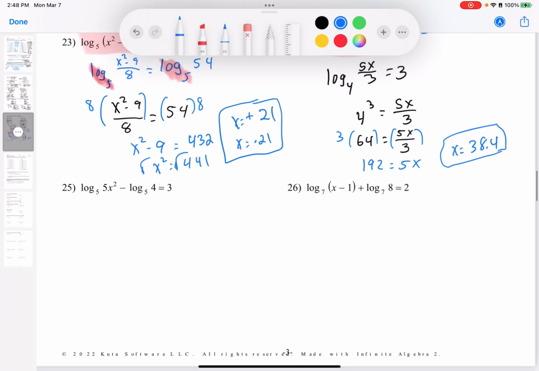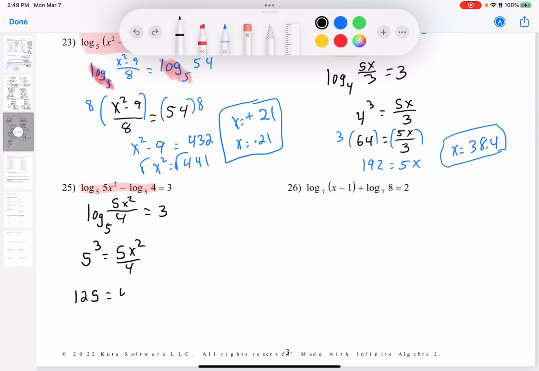Next one. Okay, so we're subtracting again. So we're going to write it as a single log. So this would be log base 5 of 5x squared over 4 is equal to 3. It's in logarithmic form, so exponential form. So 5 to the third equals 5x squared over 4. 5 to the third is 125.